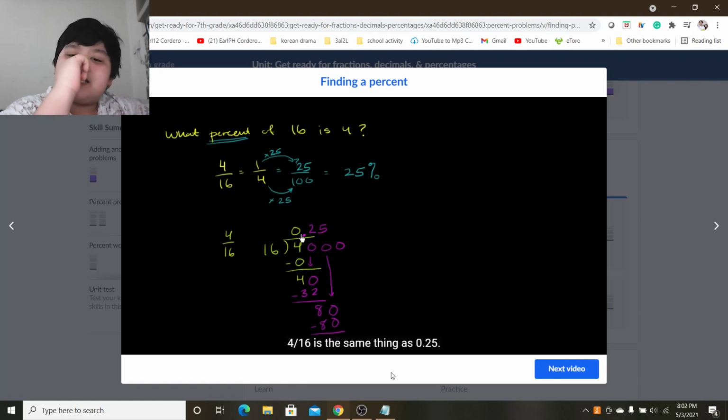4 16ths is the same thing as 0.25. Now, 0.25 is the same thing as 25 hundredths, or this is the same thing as 25 over 100, which is the same thing as 25%.